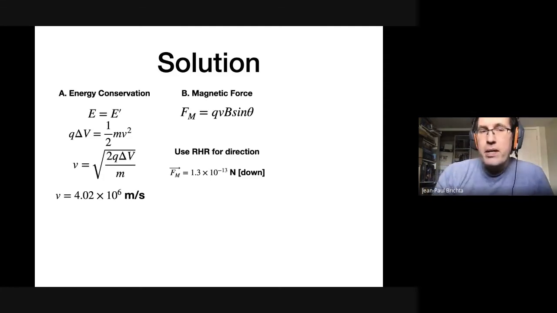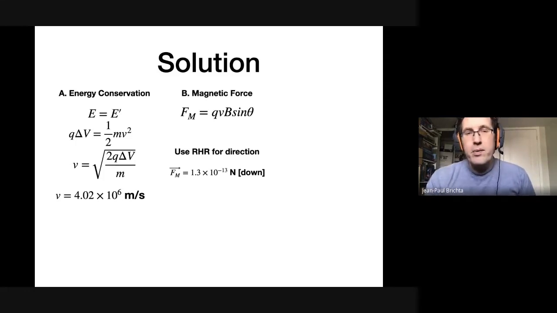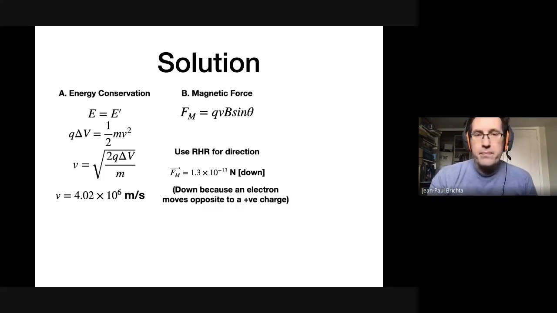Well, remember that the electron is negative, and the way the right-hand rule is proposed, it assumes that the charge is positive, right? If it were a proton, for example, then the force would in fact be up, but the electron has a negative charge, so you always have to flip your right-hand rule for an electron. You have to reverse the direction from what it would normally say.